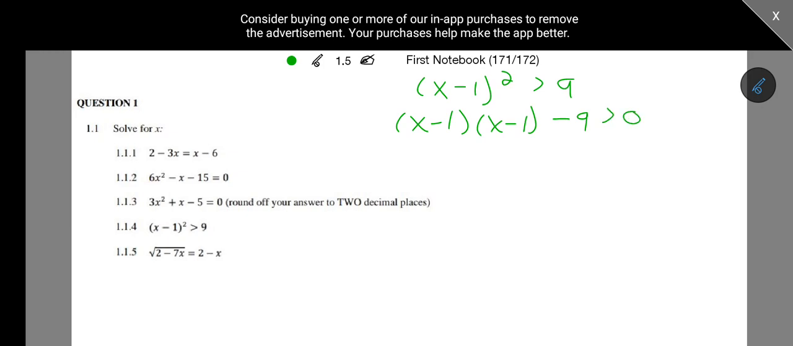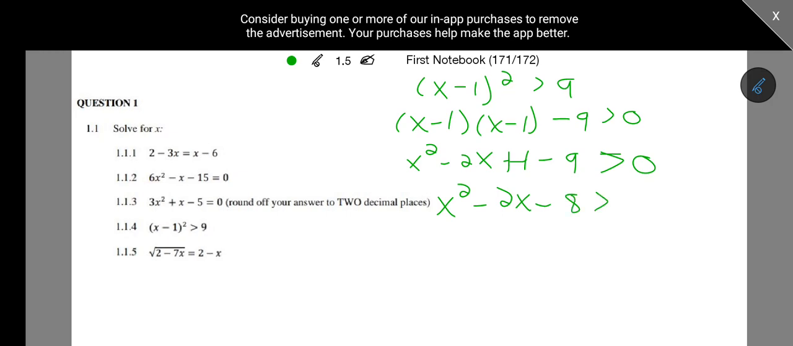So what is x times x? It's x squared. X times negative 1 is negative x, minus x is negative 2x. And negative 1 times negative 1 is positive 1. Then minus 9 is greater than 0. Therefore, we've got x squared minus 2x, 1 minus 9 is negative 8, and it's more than 0.